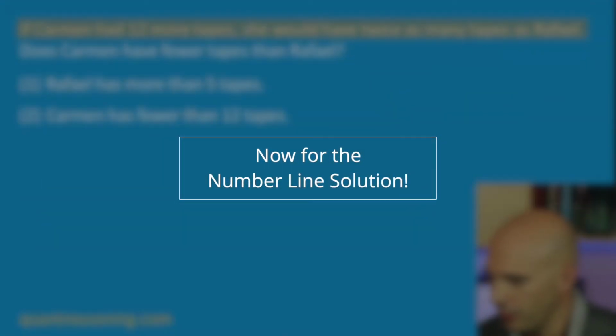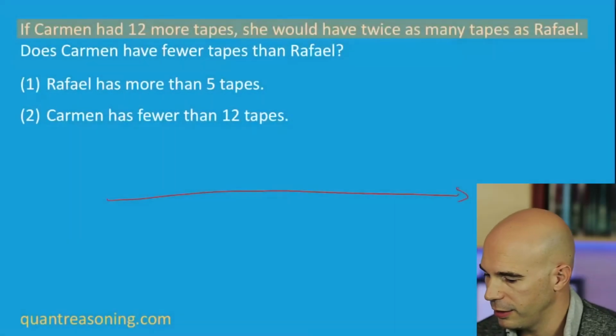And I'm going to do the following. I'm going to say, look, here's a number line, here's C, and here's C plus 12. So this is the hypothetical.